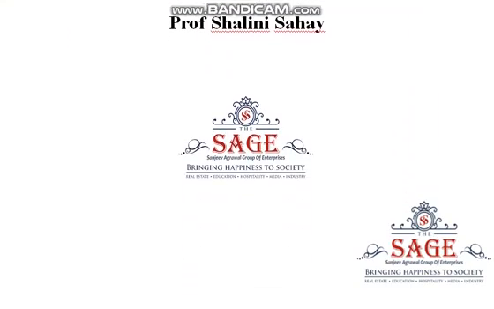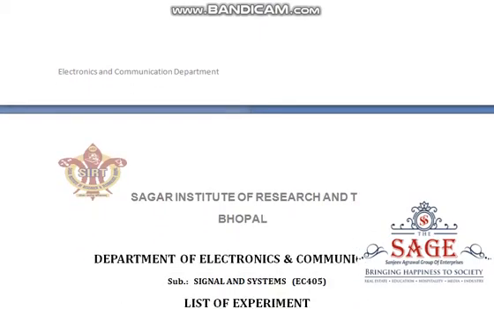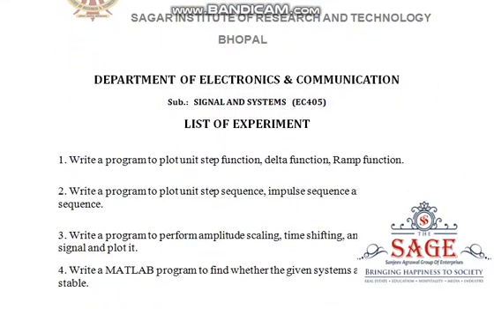Let's discuss the list of the experiments which will be conducted. These experiments will deal with MATLAB, done on MATLAB software. The first experiment is to write a program to plot the unit step function, delta function, and ramp function. The second experiment will be to write a program to plot the unit step sequence, impulse sequence, and ramp sequence.